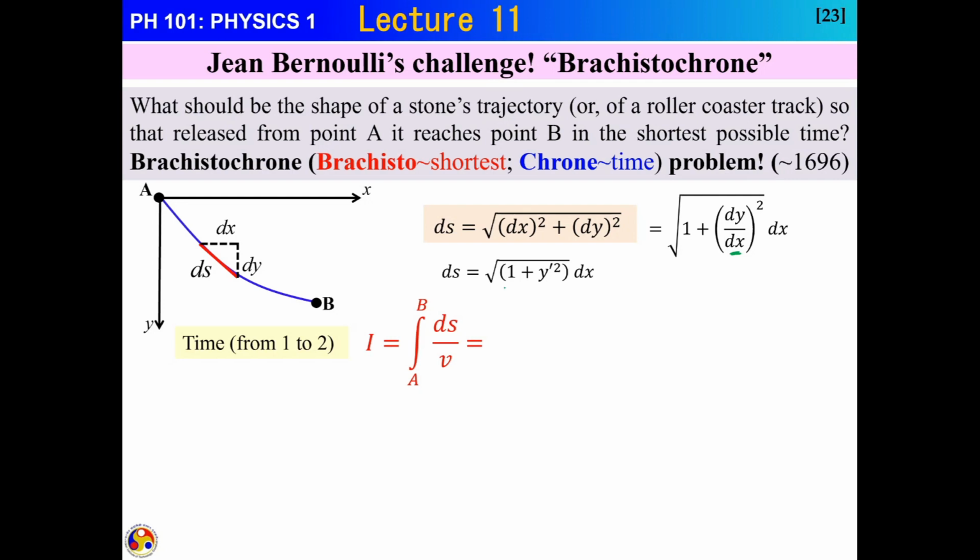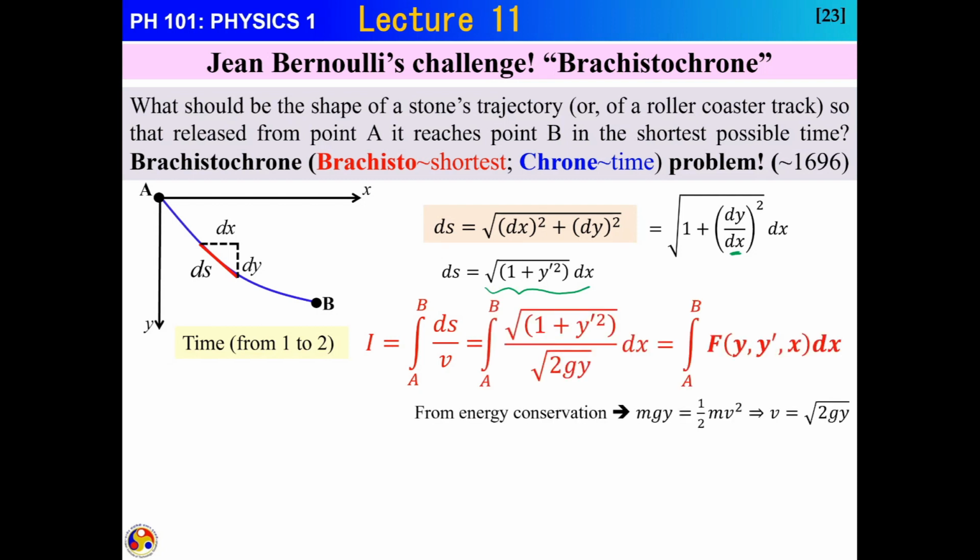So what is ds? We know ds here. What is V here? It is the velocity. That can be found by taking all the energy as potential energy. When it comes here, it will be converted into kinetic energy. So by using the conservation of energy, we can write mgy as half mv square, where we can take v as root 2gy. So the whole function that you have inside can be written as some functional form.